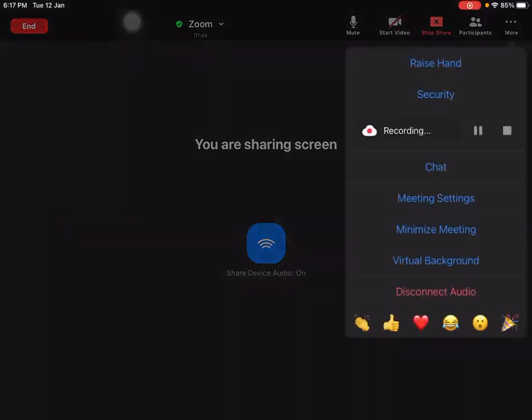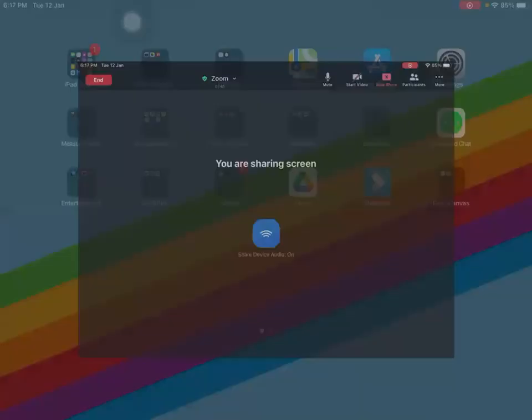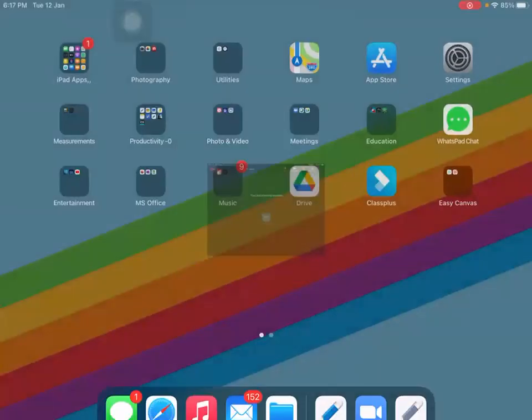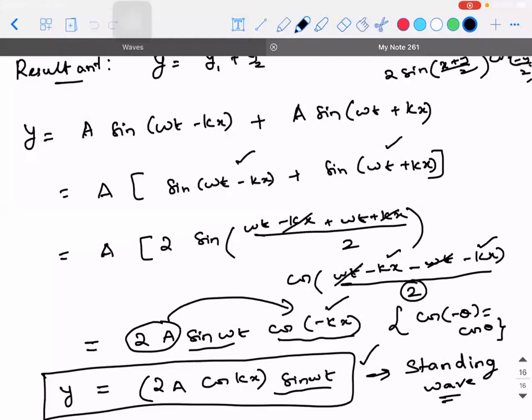Students will get started. So you can have the worksheet open. You can have it open. We'll be discussing problems from that.